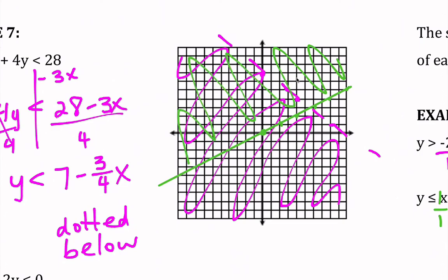Once that is done, you should be able to see where your shading overlaps. So I'm going to darken it in so it's obvious which section is my solutions. I know my solutions fall in this area. Let's talk about the boundaries of this area. Anything right here on this line counts because it's solid. Anything over here on the dotted line will not, because it's broken.